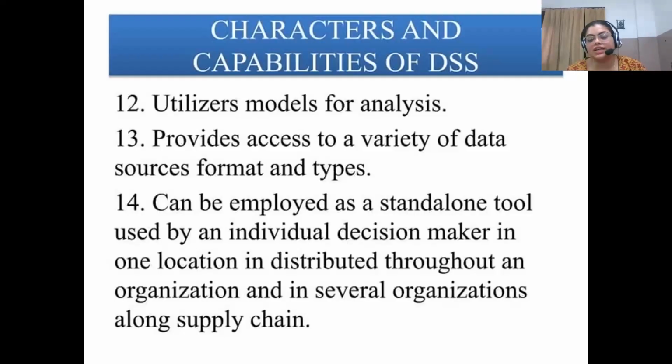So basically it has models which are used for analysis also. It provides a variety of data sources, formats and types so that you can access it easily. It is considered a standalone tool which is used by a single person for decision making, and also can be distributed to the organization and also to several organizations.